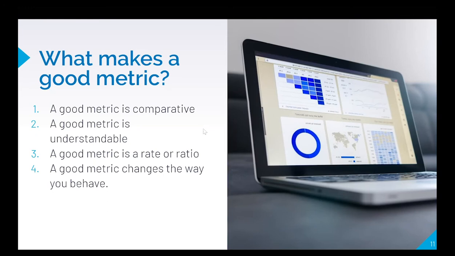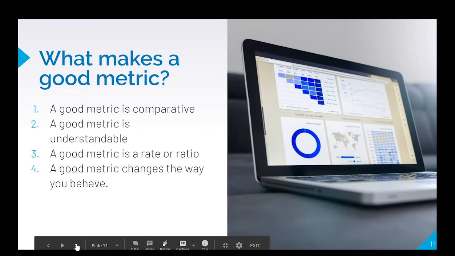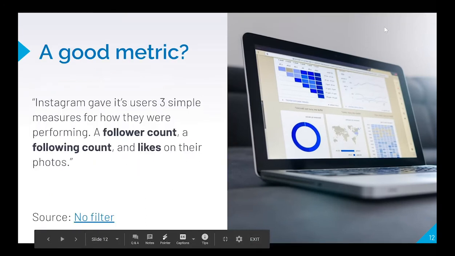So I'll give you a few examples. Why is this not moving? Okay, yeah. So let's think about this metric.